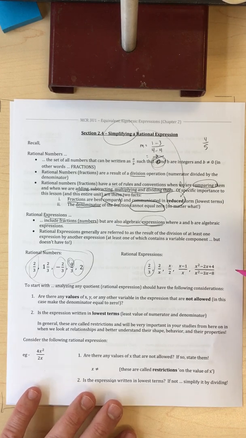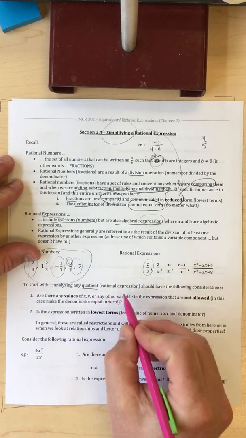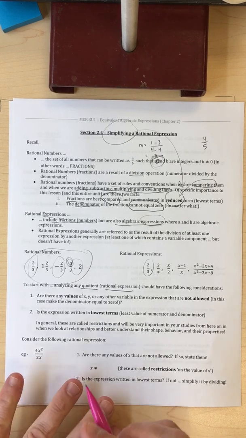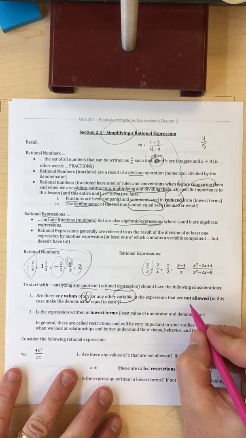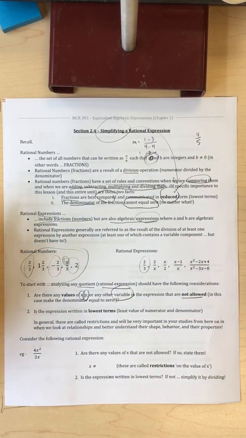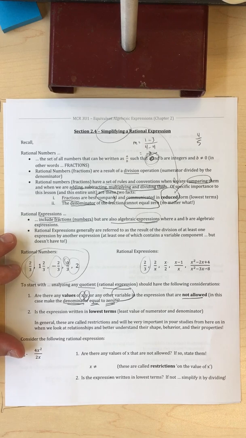So to start with, analyzing any quotient, which is really what a rational expression is. A quotient is the result of division, and that's what a rational expression is, the result of division of two quantities. We need to make the following considerations. Are there any values of x or y or any other variable that are not allowed? Key to remember, what's not allowed about a fraction or a rational number or a rational expression? You cannot have a denominator equal to 0. Okay?